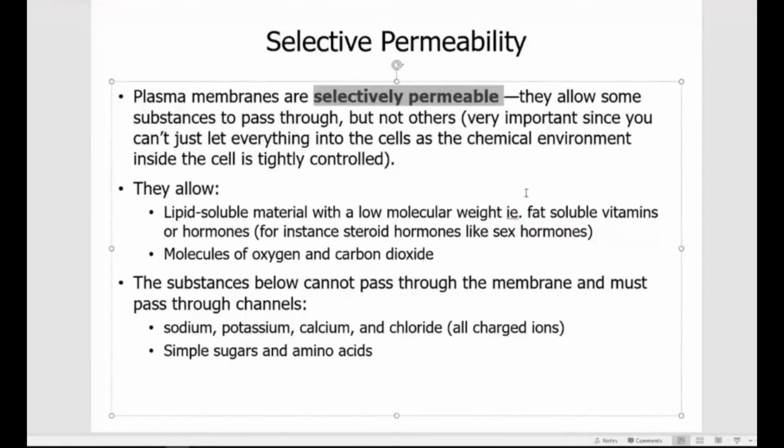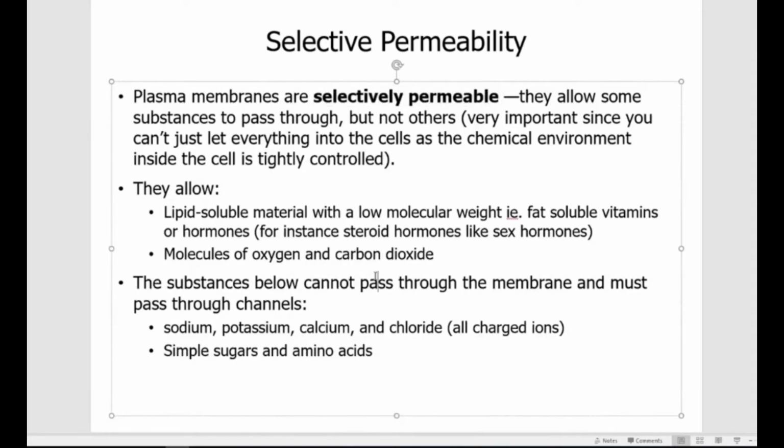The cell membrane has to prevent harmful materials from entering the cell, right? They don't want those things to go into the cell, but they also want to keep things like nutrients in the cell. They don't want them to leave the cell. So it can be very, very selective in what it allows to pass through.